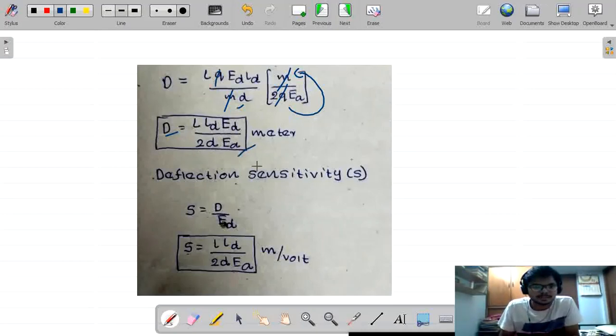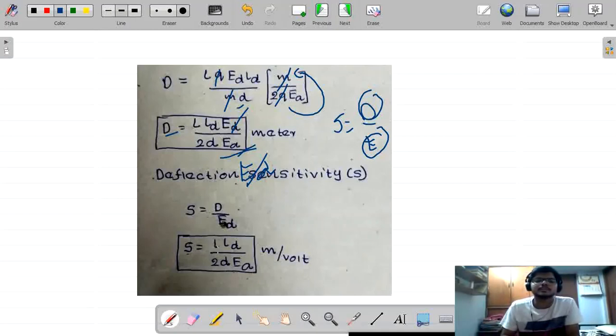The deflection sensitivity is given as S equal to D by ED. It is indicating the deflection per electric field intensity. So S equal to D by ED. Now substitute for D. As we substitute, this ED and ED will get cancelled, and our equation of deflection sensitivity will become S equal to L into LD by 2D into EA. This is the equation of deflection sensitivity. Guys, this is the derivation of deflection sensitivity.